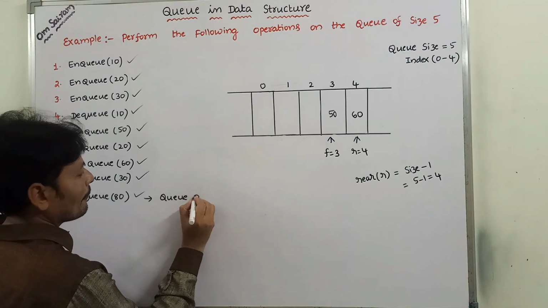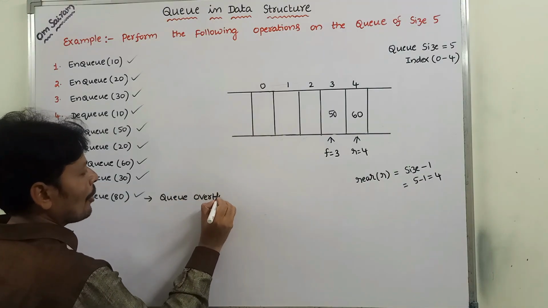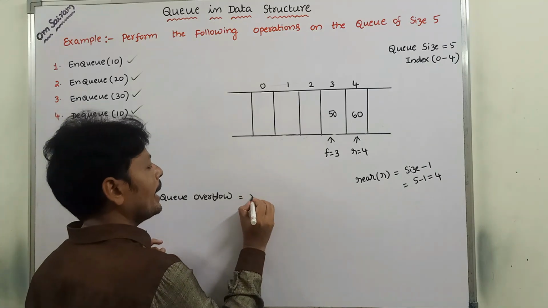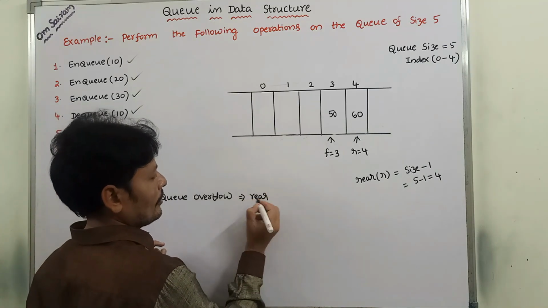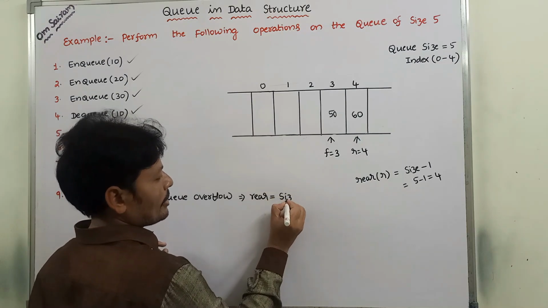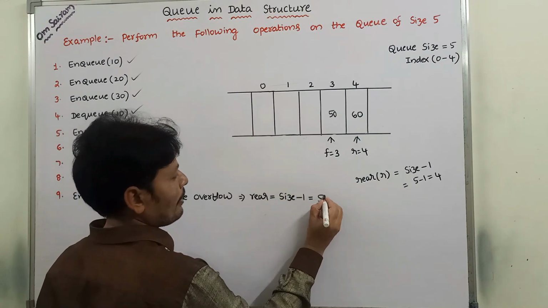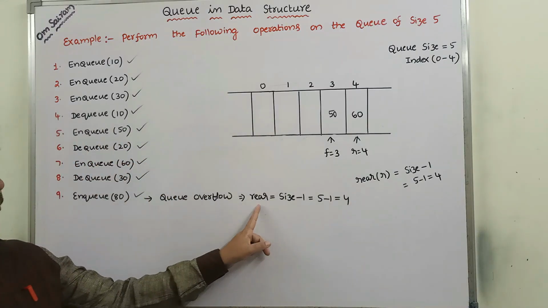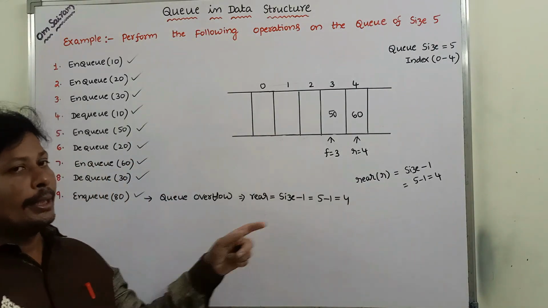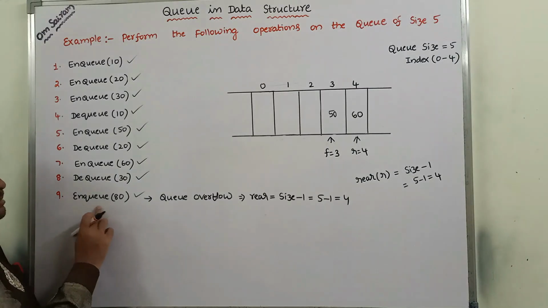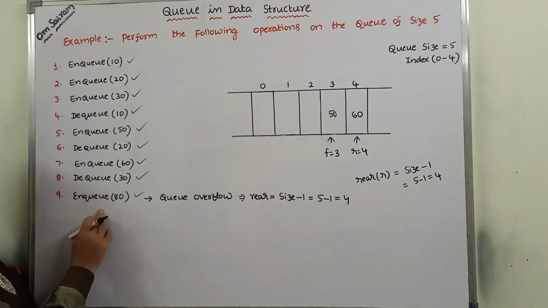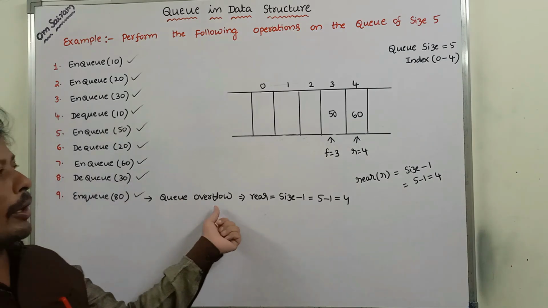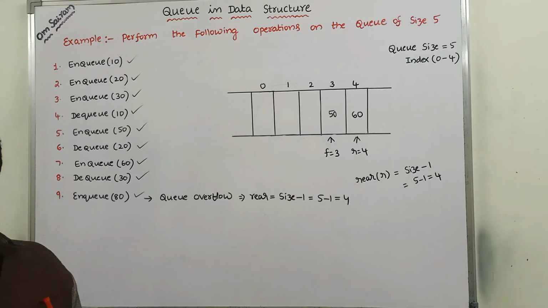What is the queue overflow condition? Whenever the rear pointer is pointing to size -1, so that is 5 minus 1, that is equal to 4. Whenever the rear pointer is pointing to 4, at that time it is not possible to insert element 80 into the queue. That situation is called the queue overflow condition.